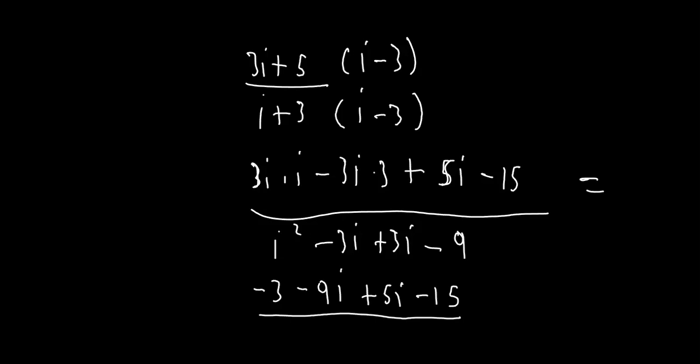The negative 3i and plus 3i cancel out, so then we're left with i squared. i squared is just negative 1, so then negative 1 minus 9, minus 9 is just negative 10. So the denominator is just negative 10. And then we're almost done. Negative 9i plus 5i is just negative 4i. Negative 3 minus negative 15 is just negative 18, and then over negative 10.